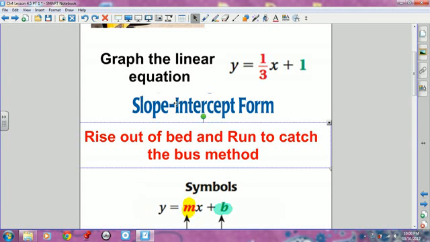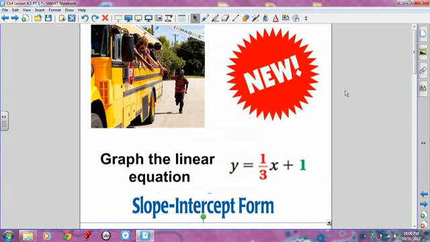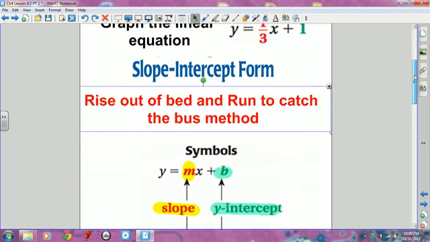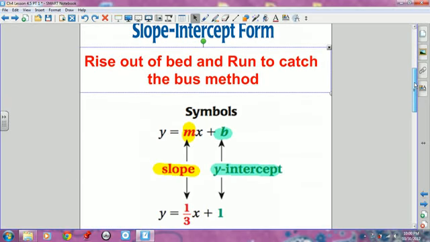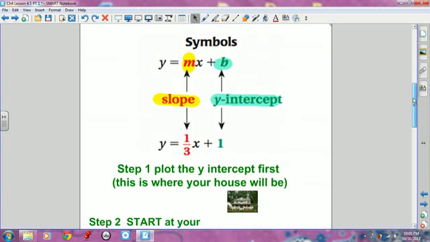So instead of calling it the slope-intercept form, Mr. Phillips, crazy math teacher, is going to call it the rise out of bed and run to catch the bus method. See, he's running to catch the bus. I told you it would make sense. Alrighty, so official name is slope-intercept form. Crazy math teacher calls it rise out of bed and run to catch the bus method.